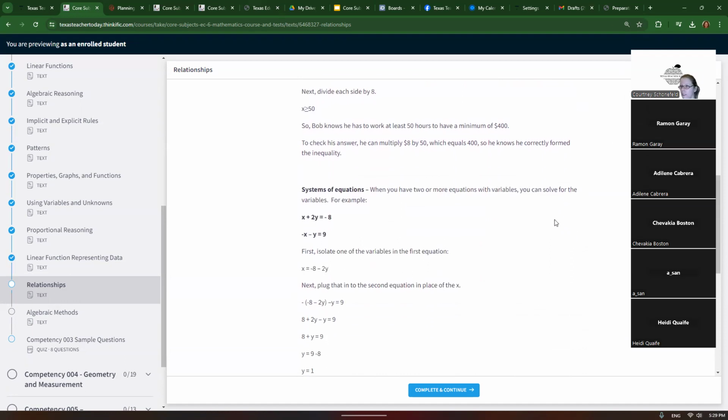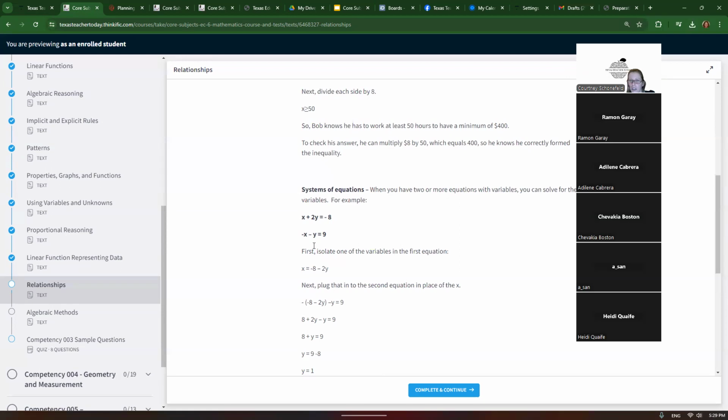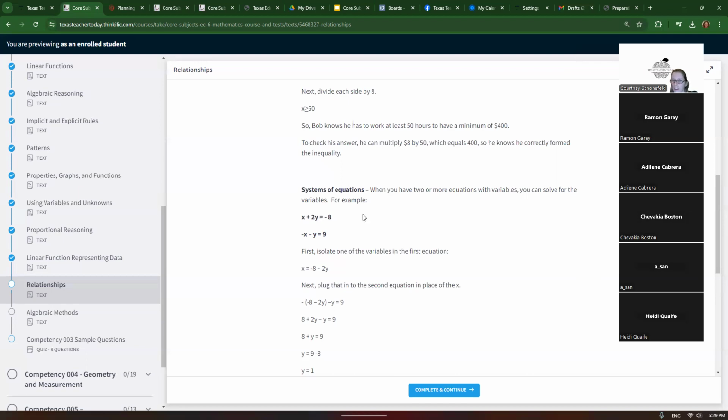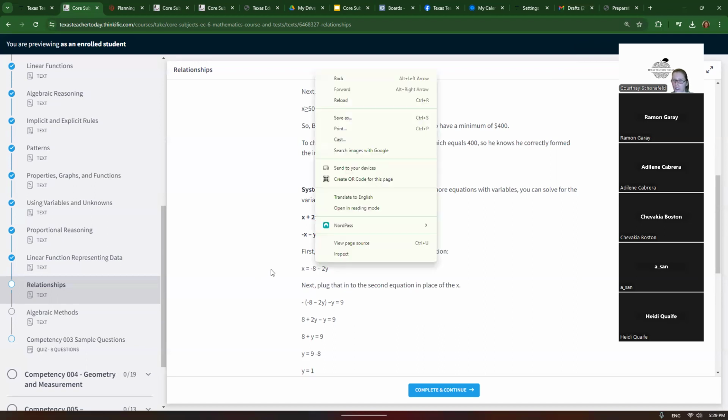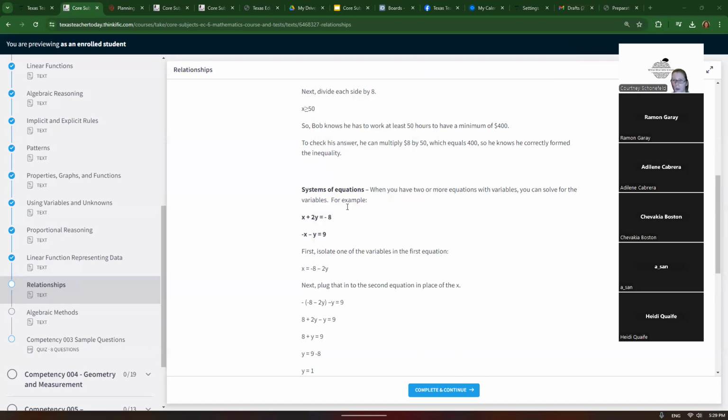Next, we have systems of equations, and we're almost done with this, and then we'll do some sample questions. First, right here, when you have 2 or more equations with variables, you can solve for variables. For example, x plus 2y equals -8, negative x minus y equals 9. First, isolate one of the variables in the first equation, right? So here we need to get x by itself. So we could do that by subtracting 2y, right? X equals -8 minus 2y.